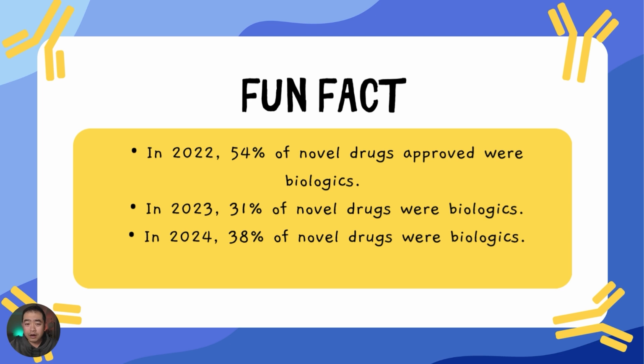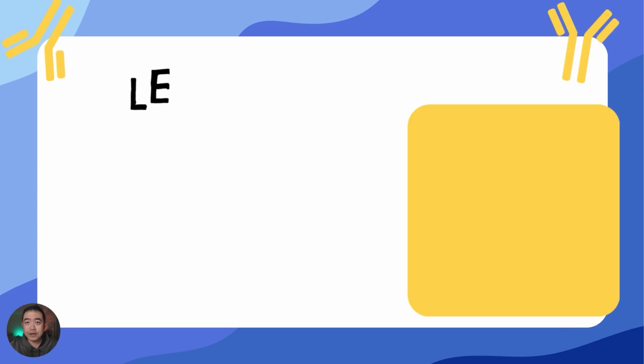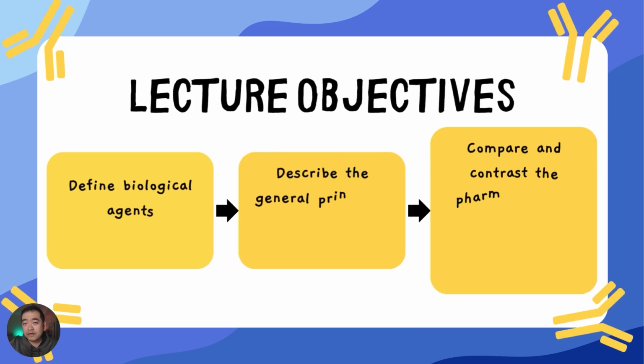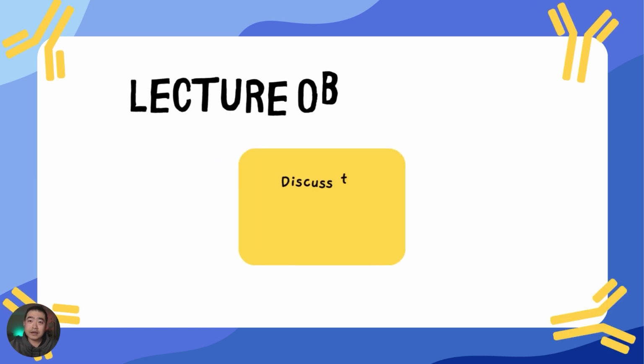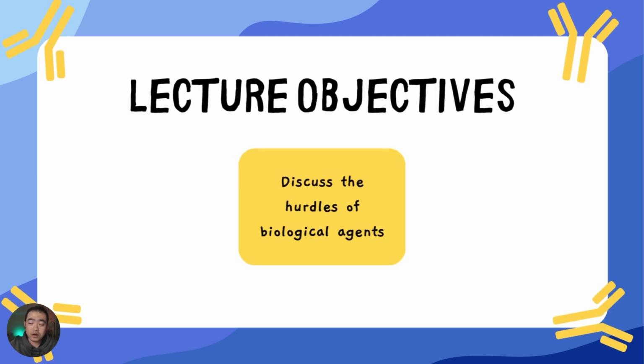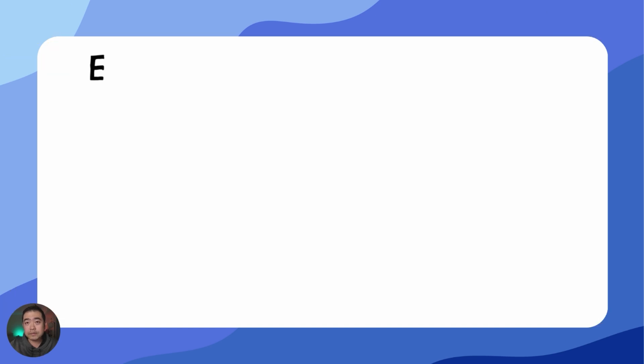So, what are biological agents? In this lecture, we will define biological agents, describe the general principles of biological agent production, compare and contrast the pharmacological differences between small molecule and biological drugs, and discuss the hurdles of biological agents.